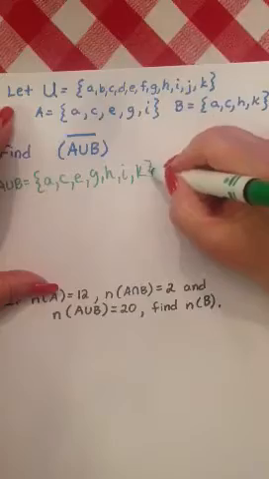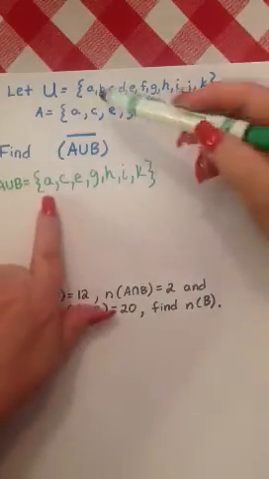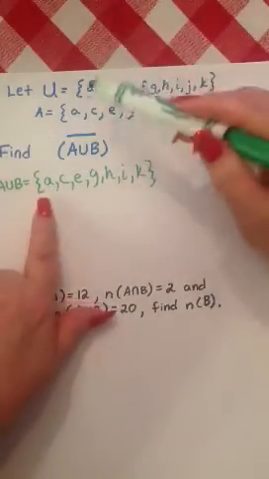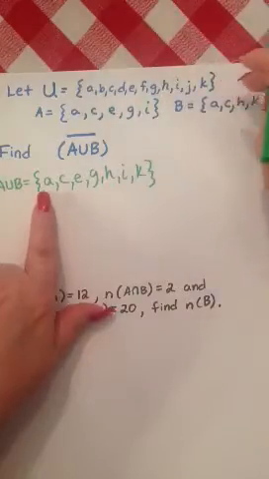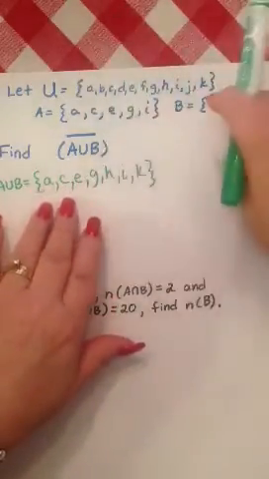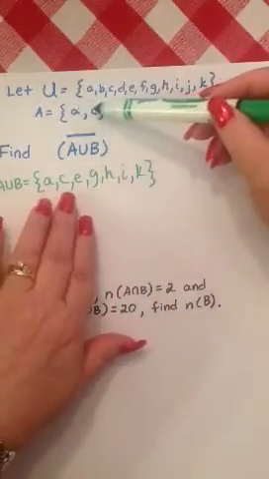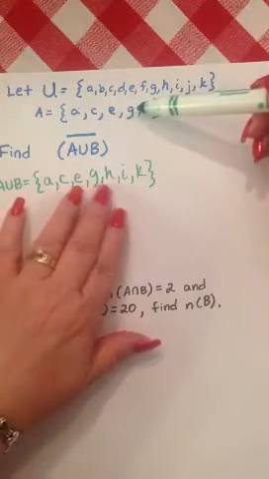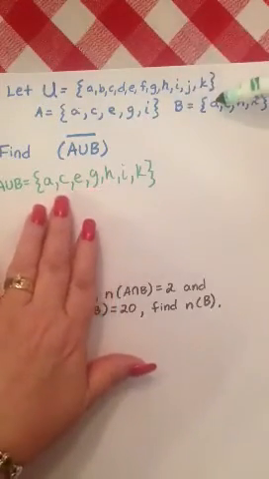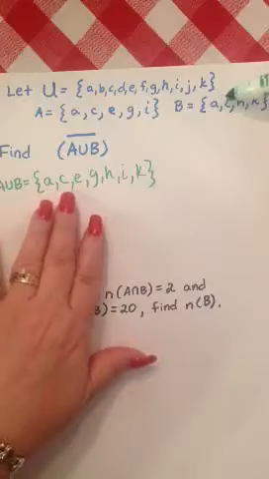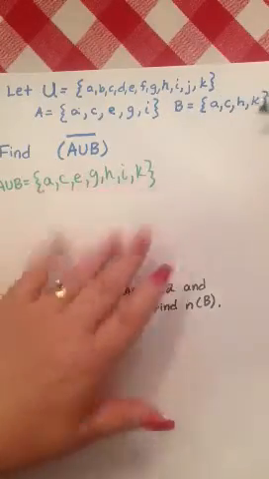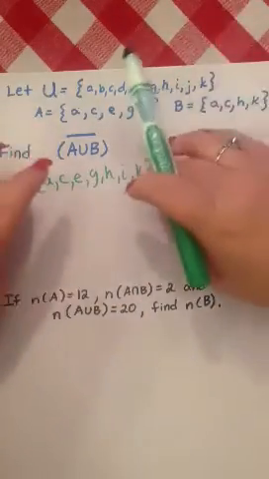To double check yourself, always make sure that if you have a union, you should have both parts, you should be able to find both sets in the union, okay? So A, C, E, G, and I, that was contained, and B, we have A, C, H, and K. So I could find both sets in that union.